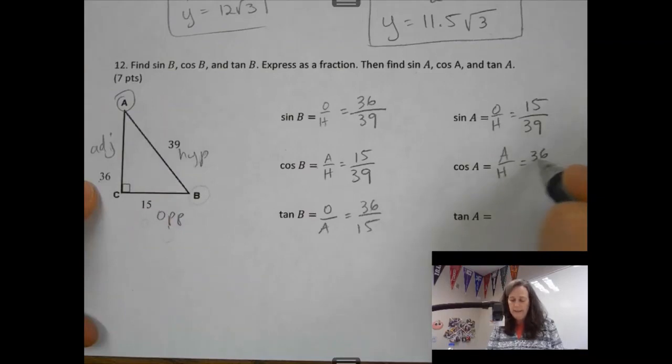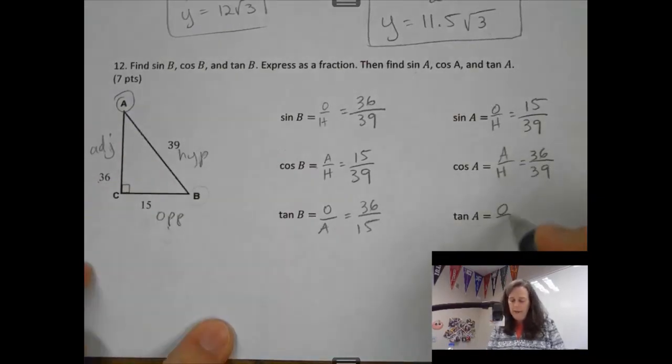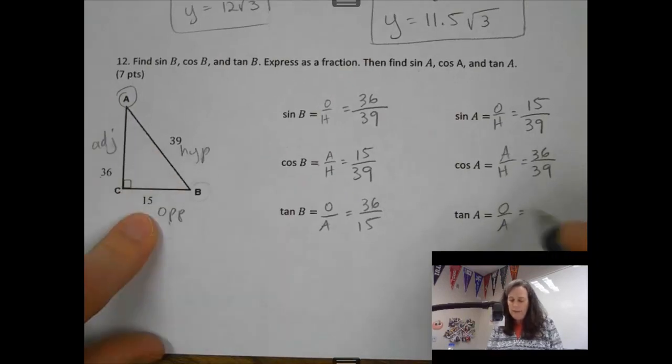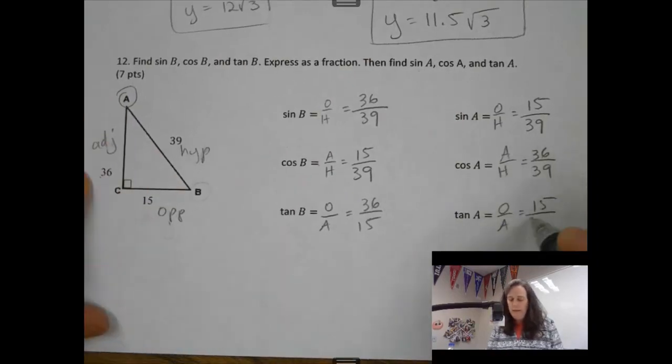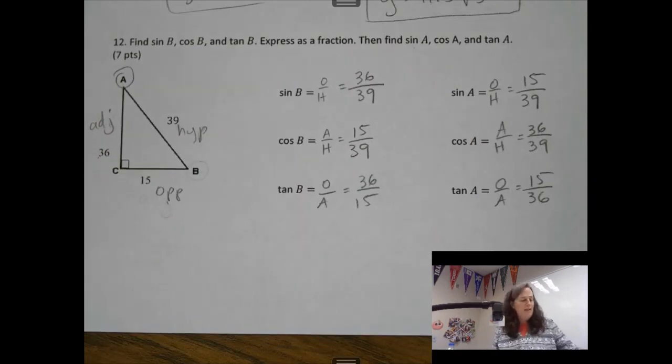Adjacent is 36. Hypotenuse is 39. And then tangent. Opposite is 15. Adjacent is 36. Okay, you guys got that? I know you're doing it. All right, let's pop to the next page.